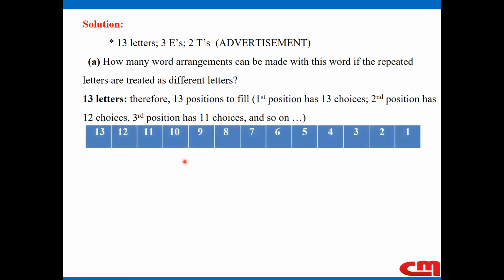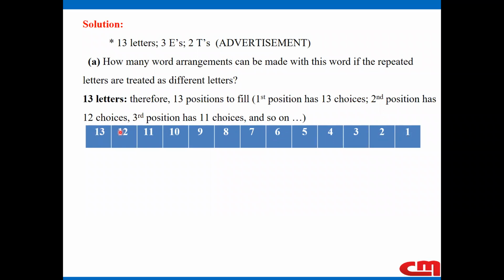So as such, now I have the row with 13 columns. The columns are representing positions. That means 13 positions. So what I've written here is what you can see now in the table, where in the first position, I have 13 letters to choose from. That means any of the 13 letters can occupy that position. Once it's filled, I'm left with 12 letters. Any of the 12 can fill this position. Once it's filled, I'm left with 11, and so on and so forth up to the last position, right?